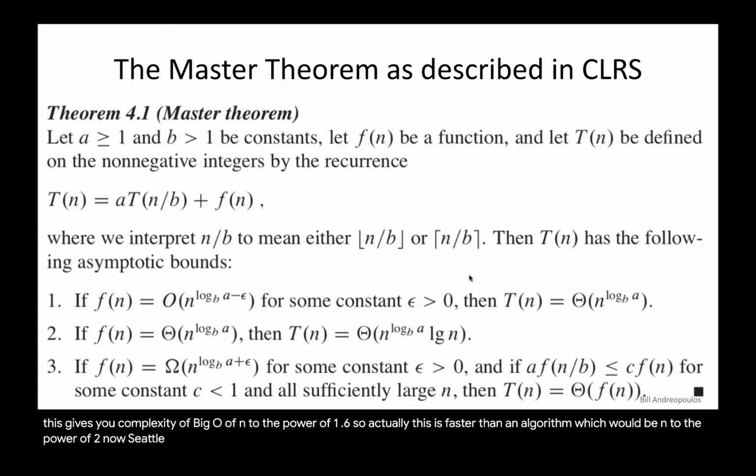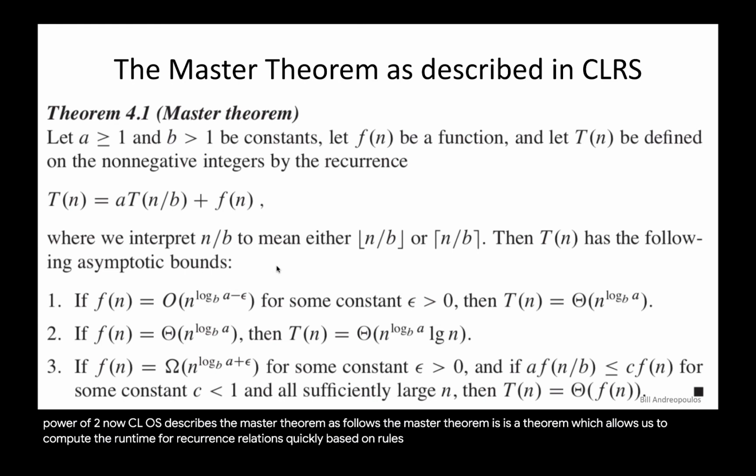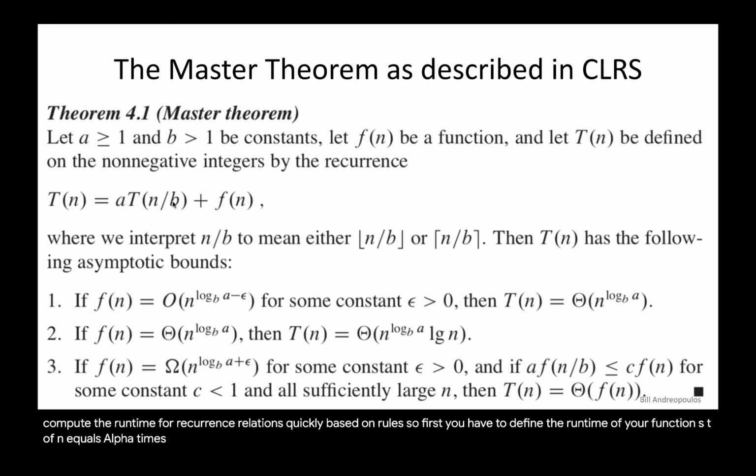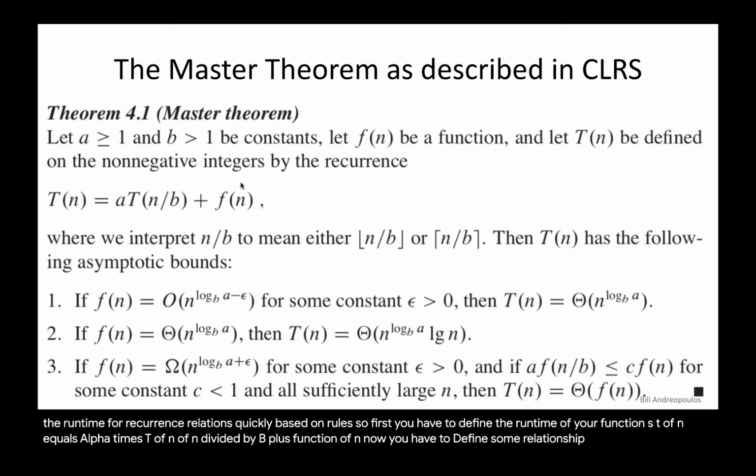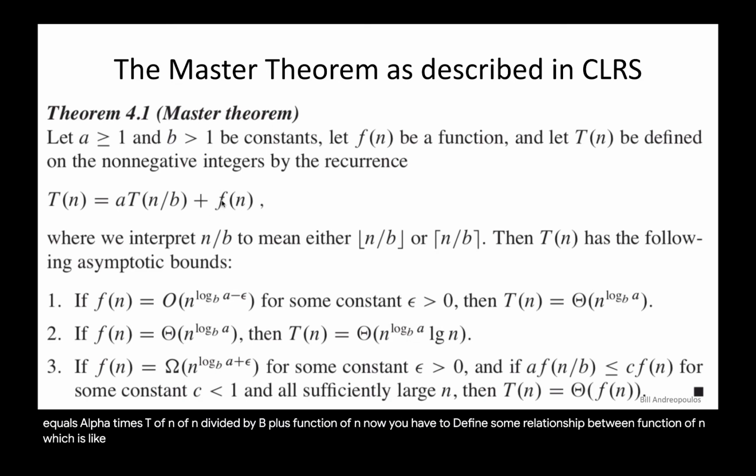Now CLRS describes the master theorem as follows. The master theorem is a theorem which allows us to compute the runtime for recurrence relations quickly based on rules. So first you have to define the runtime of your function as T(n) = a times T(n/b) + f(n). Now you have to define some relationship between f(n), which is like the housekeeping runtime at each recursive function call, and a and b.